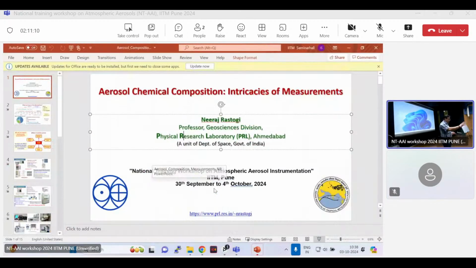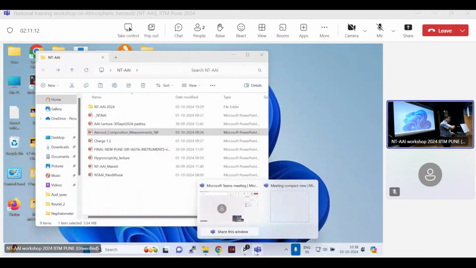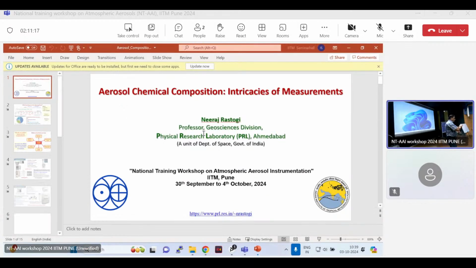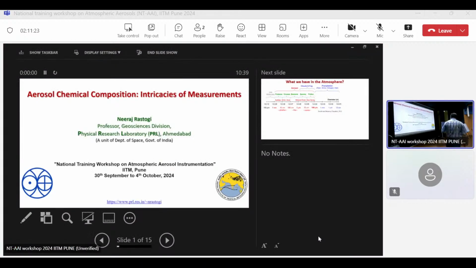So my previous speaker was talking about aerosol generation. That is aerosol generation by nature, and you are getting usually bigger sizes. Sometimes you have fine sea salt also. Okay.